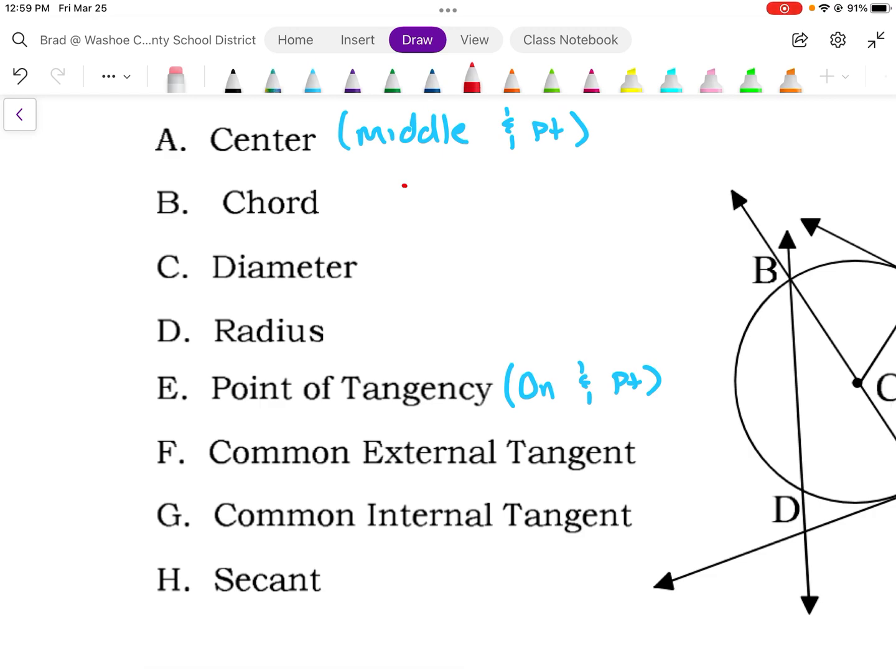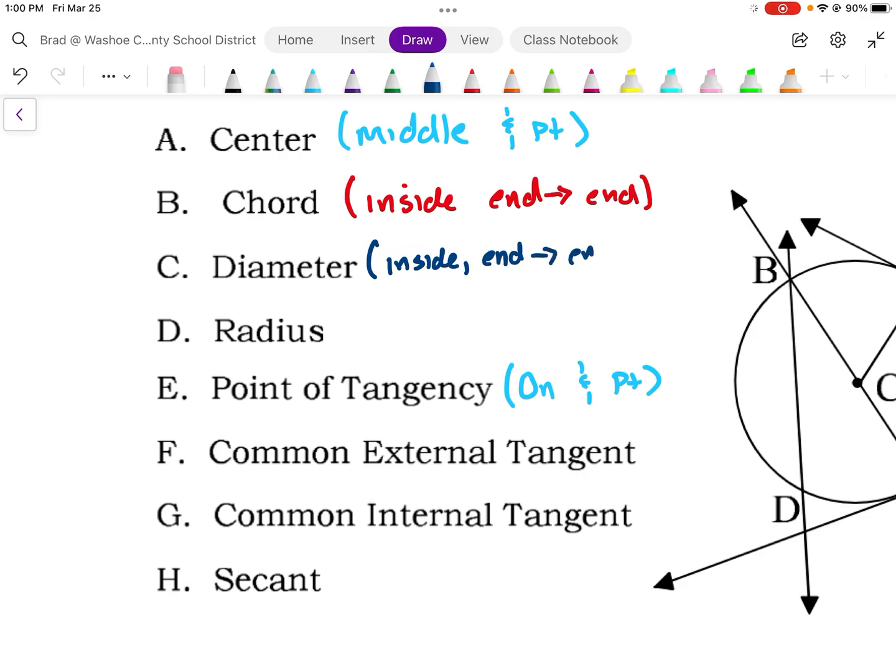So a chord is going to be inside, and it's going to go end to end. It doesn't always have to go through the center, but it can. A diameter is going to be inside, end to end, but it has to go through the center. So the center is included. A radius is going to be from the center to a point on the circle.